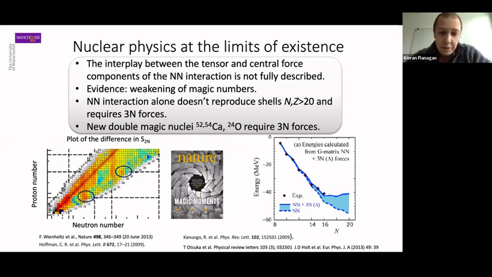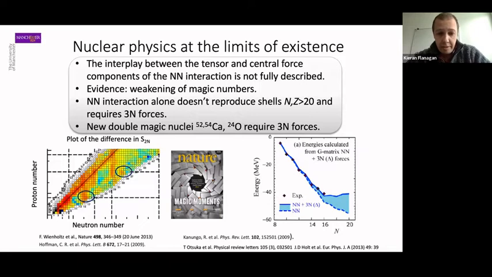Now, in the last few years, there have been new shell closures emerging at N equals 16 and N equals 32 and 34. What this highlights in my mind is that we don't yet have a proper or full understanding of the interplay between the tensor interaction and central forces component of the NN interaction, and that's not fully described. We also see evidence, and this was highlighted also in Wilfred's talk yesterday, of weakening of shell closures as we move along either isotope chains or isotone chains. And we know that the NN interaction alone doesn't reproduce shell closures above N and Z equals 20, and these require 3-body forces and higher order forces.